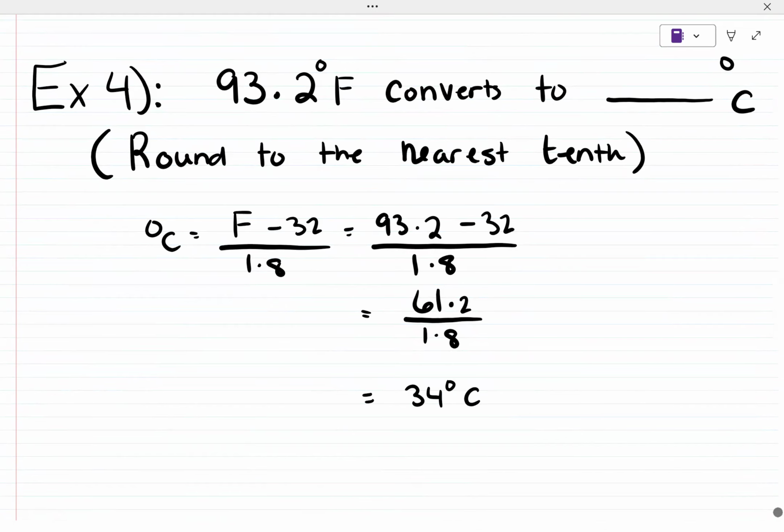Now the direction says round to the nearest tenth, but it would be wrong if you write 34.0 degrees Celsius because you don't include trailing zeros. So it's just 34 degrees.